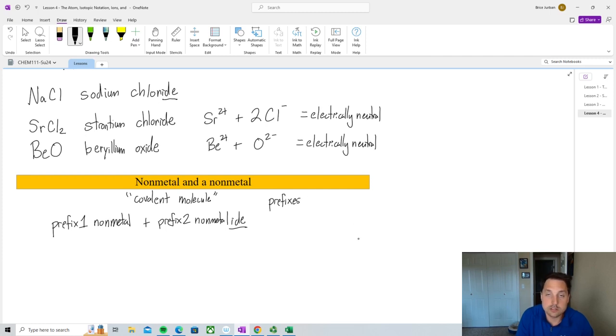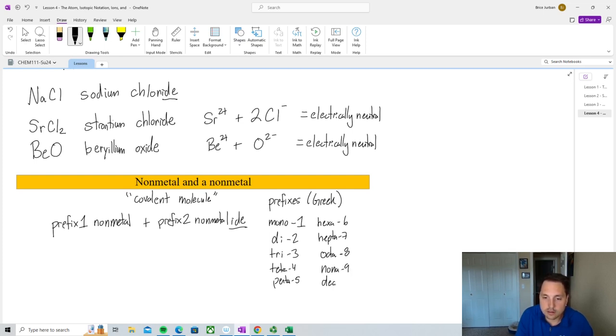We kind of need these to start off. And these are all going to be based off of Greek names. So these are the Greek prefixes. We have the prefix for 1, which is mono. 2 is di. 3 is tri. 4 is tetra. 5 is penta. 6 is hexa. 7 is hepta. 8 is octa. And 9 is nona. 10 is deca.